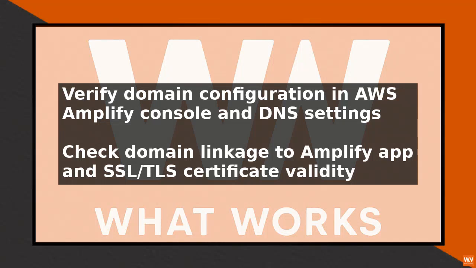To troubleshoot an AWS Amplify custom domain, start by verifying the domain configuration. Ensure the domain is properly set up in the AWS Amplify console and the DNS settings are accurate. Check that the domain is correctly linked to the Amplify app and the SSL/TLS certificate is valid and not expired. Next, check the DNS settings for the domain.